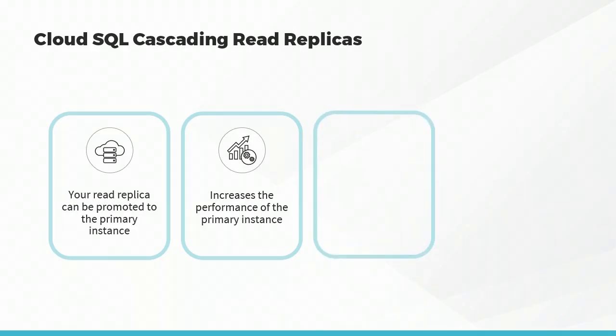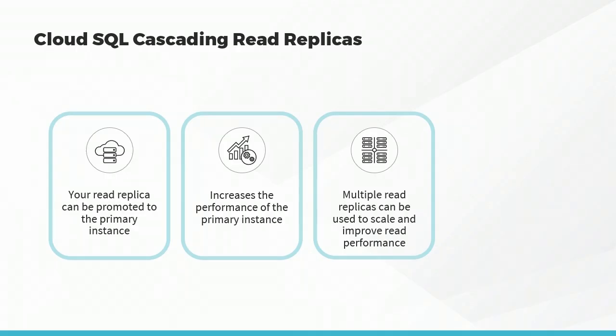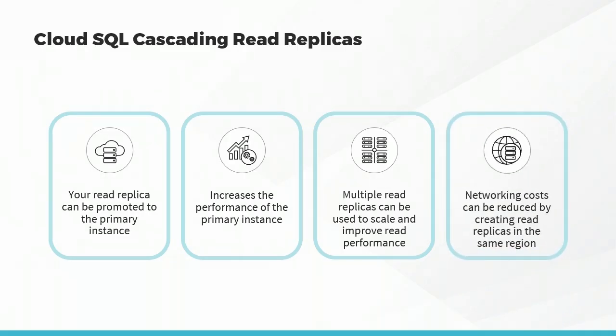Another thing that we can do is have multiple read replicas, and they can be used to scale and improve read performance. So we'll have a scalable read operation. If my application is read heavy, having a cascading read replica is a good idea. And then networking costs: I can reduce networking costs by using a single cascading replica with cross-region replication in other regions. And this is a way for me to actually use these cascading read replicas.